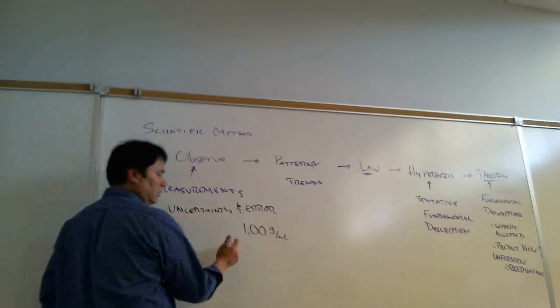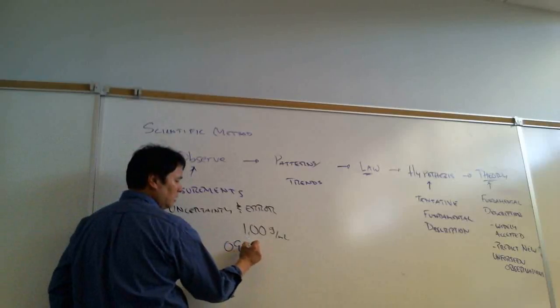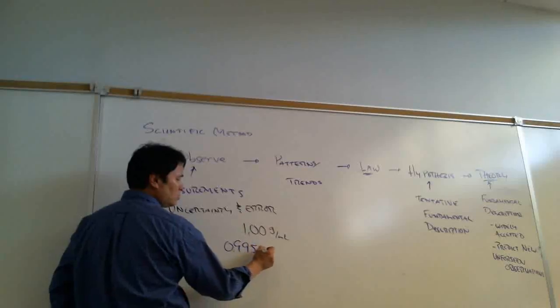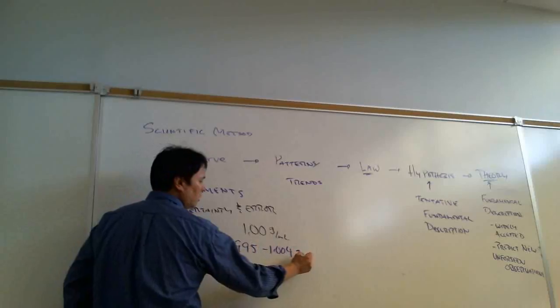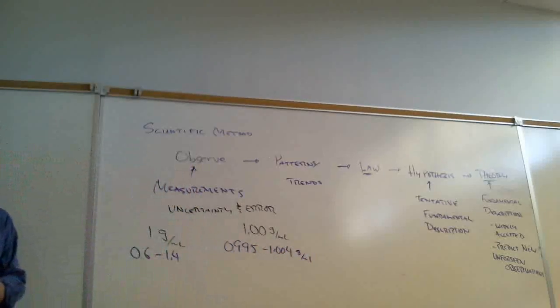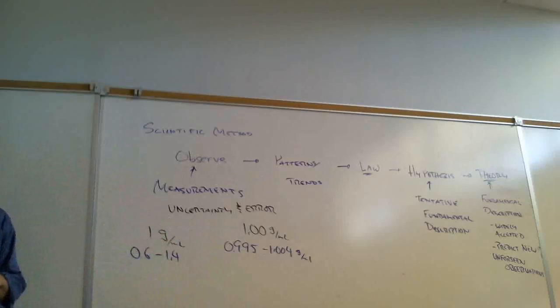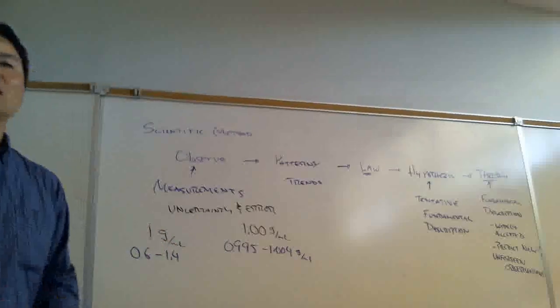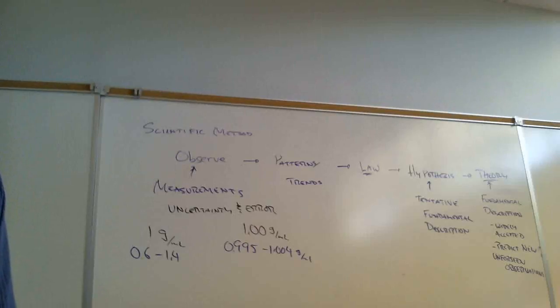Whereas over here, the uncertainty, I would say, goes from 0.995 to about 1.004 grams per milliliter. And so these two measurements are totally different. Even though both of them are 1 gram per milliliter, the difference is the uncertainty. And that uncertainty we call precision or accuracy.